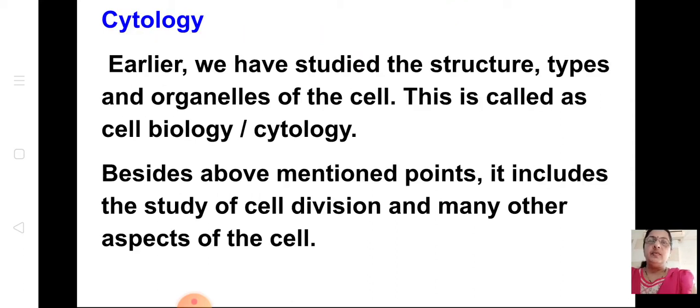Okay, so we have learnt about structure of cells, cell organelles. All this study of cells is called as cell biology or cytology. So what is cytology? The study of cells, cell structure, cell organelles. Okay, and cell division, all these come under cell biology or cytology. Okay, now we'll see what is the remaining.